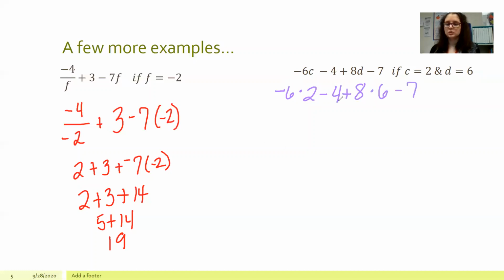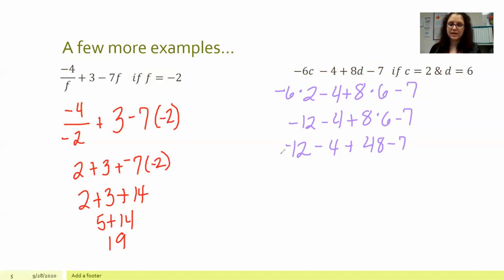Okay, multiplication before addition or subtraction. So negative 6 times 2 is negative 12 minus 4 plus 8 times 6 minus 7. Okay, multiplication, so 8 times 6 is 48, minus 7, plus 4, subtract negative 12. Okay, the order of operations says addition or subtraction from left to right. So we're going to start with our subtraction.